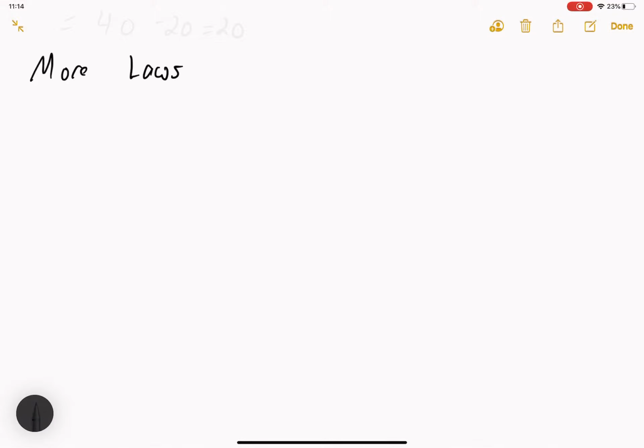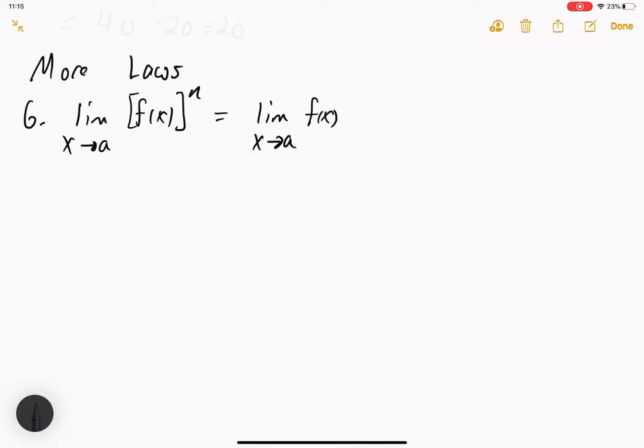So the first one's going to be, let's see, we still have the same setup as before. C is a constant, f of x and g of x have limits as x goes to a. So we're just going to keep on applying the same kind of assumptions as last time. So the limit as x goes to a of f of x, to the nth power, is equal to the limit as x goes to a of f of x, and as you guys can probably guess, this will be to the n. In this case, n is a positive integer.